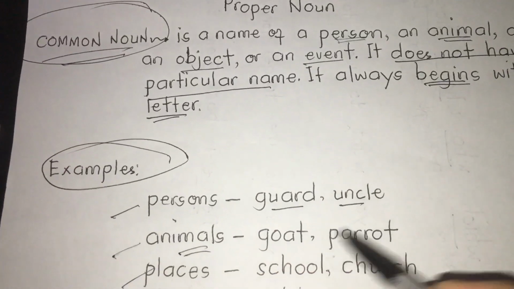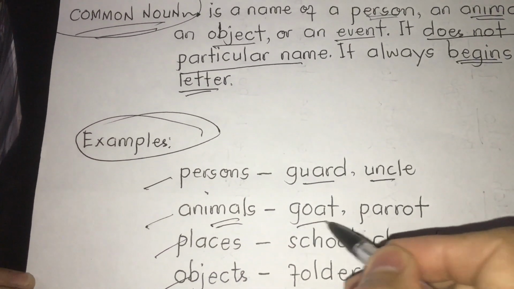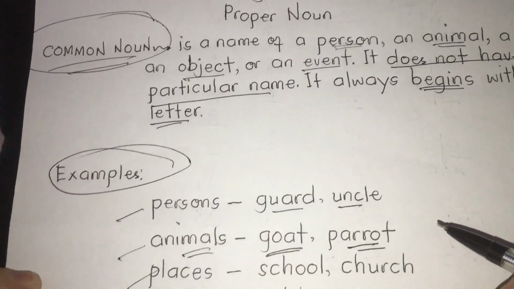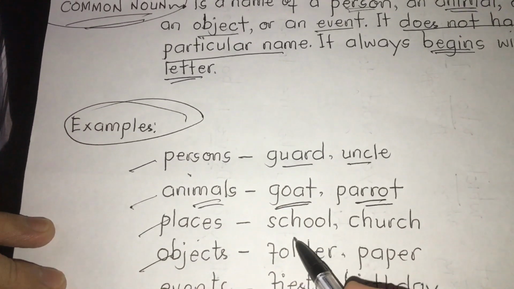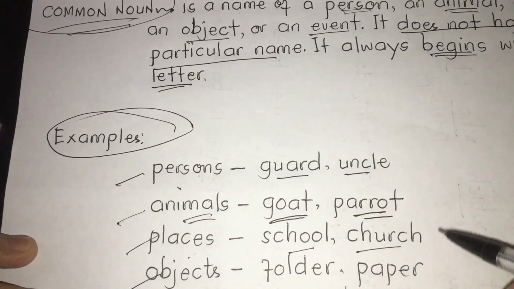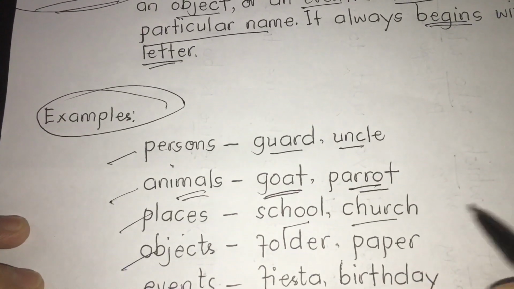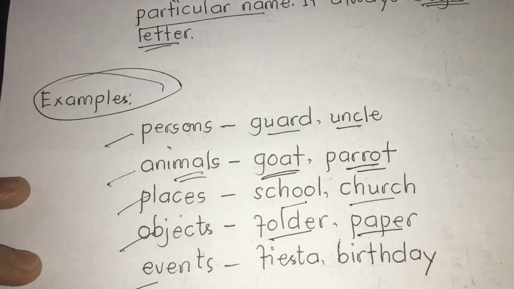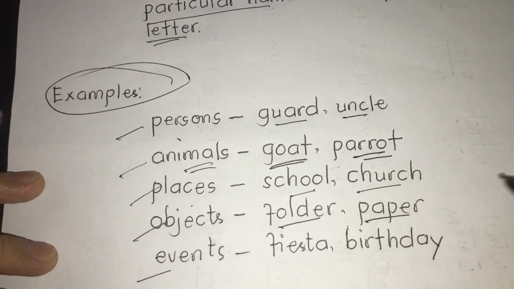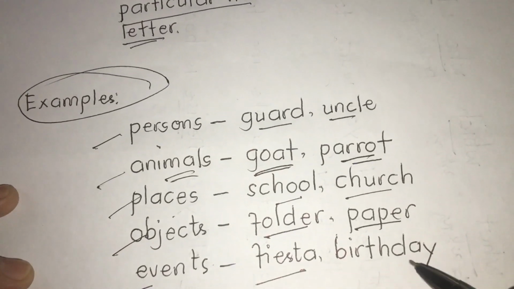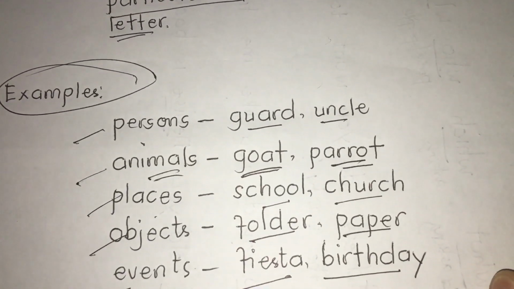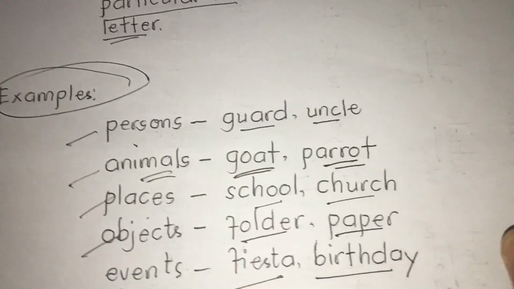For animals, we can say a carabao, goat, but here in our example we have goat and parrot. Places, we have school, church, etc. Objects, we have folder, paper, all of the things that belong to objects. Events, we have fiesta, birthday, anniversary, or whatsoever that belongs to events, and that is a common noun.